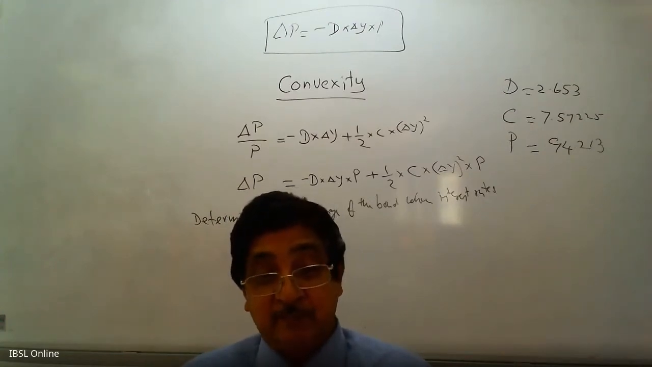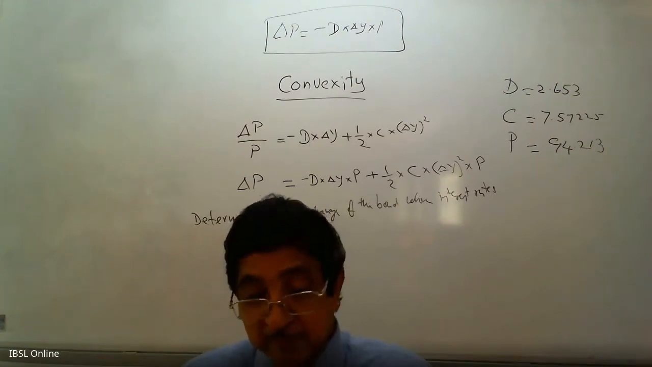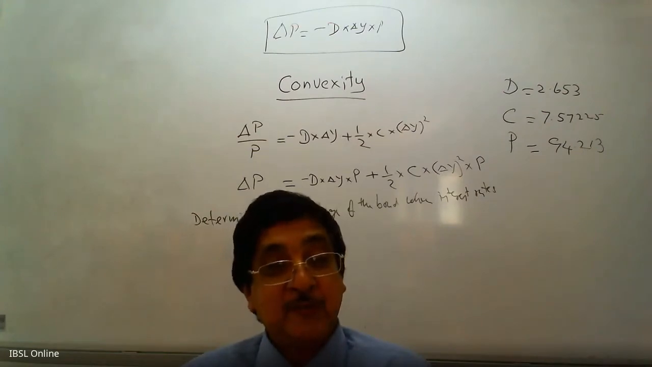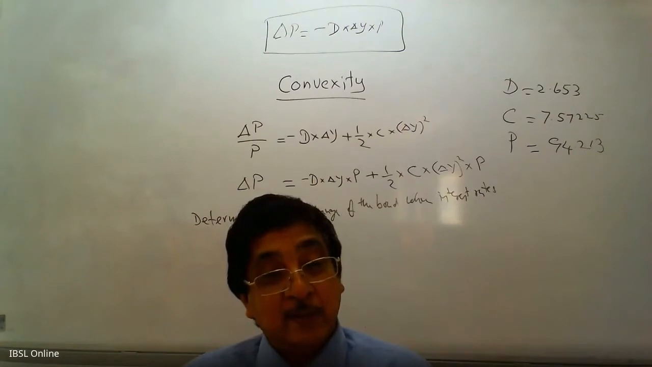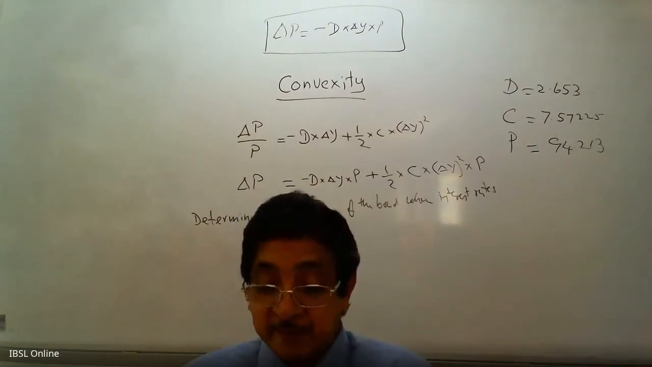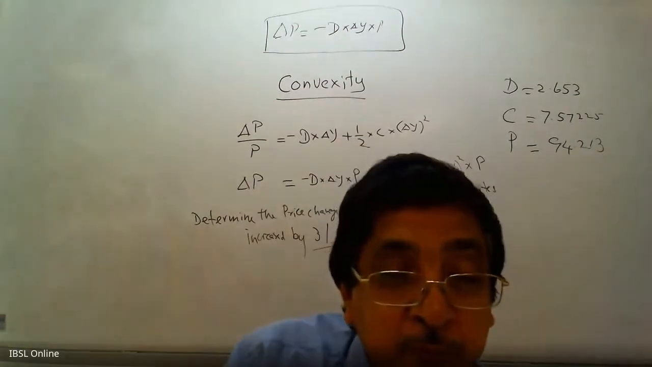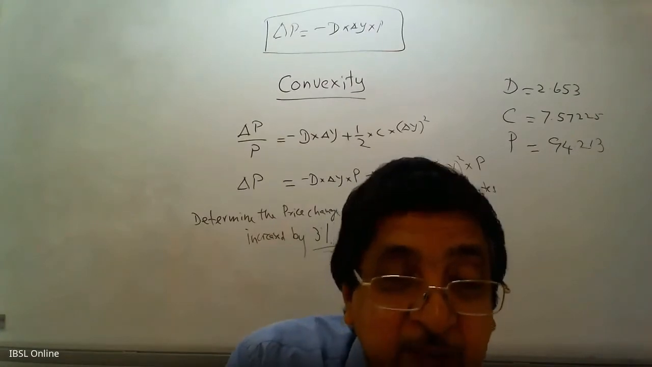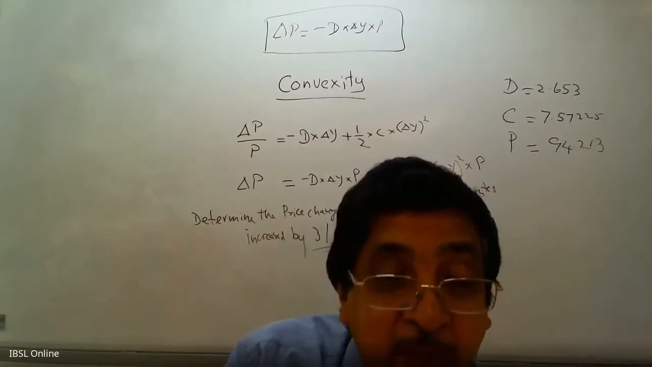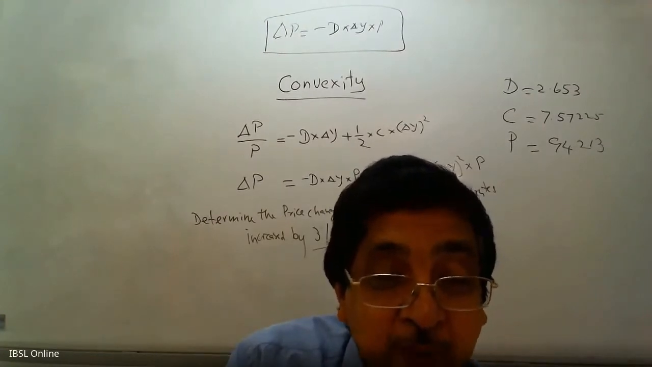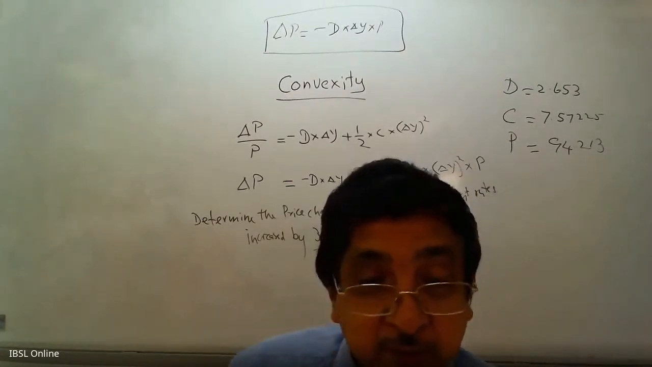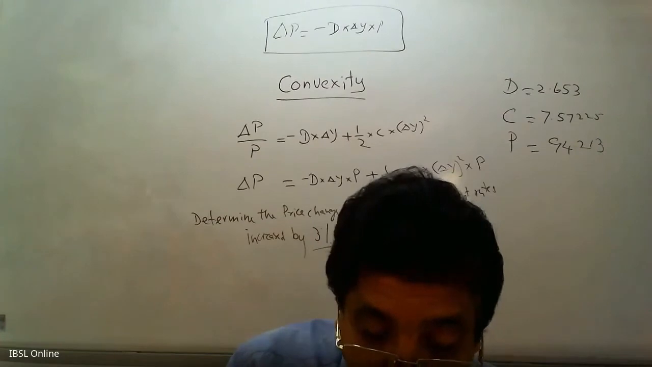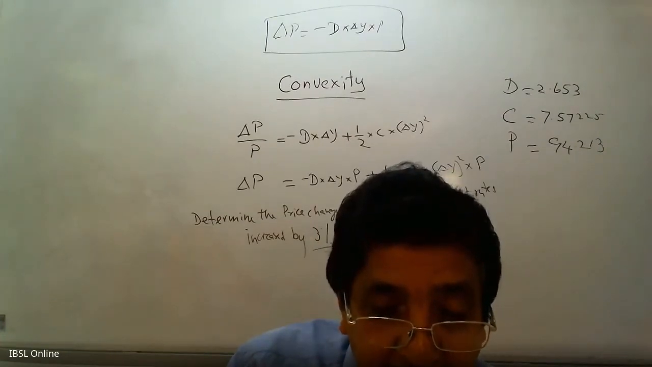So this is the reality. Now what I want to ask you is, without the convexity adjustment, if you do the calculations, you just get what it is. What is the price change? That's very simple. You need to do the price change without incorporating the convexity, just using duration, and then you can compare the difference in the answers. If you do it without putting the convexity into that, then the answer will be minus D into delta y into P.